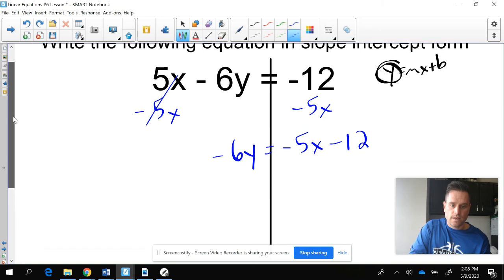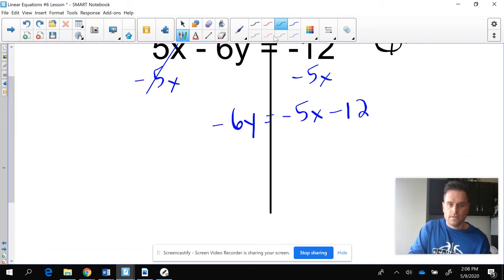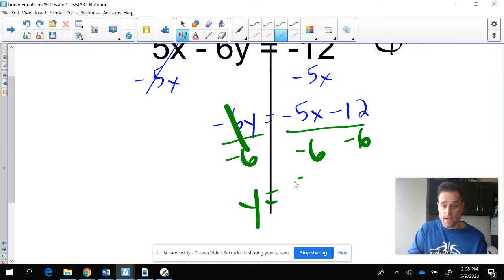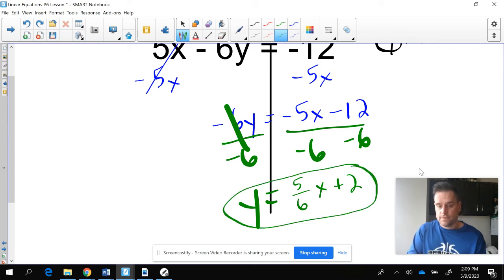And then last but not least, to get y by itself, let's divide both sides by -6. I like to put the 2 just so I don't make the mistake. And that goes away. -5 divided by -6, I'm going to write that as a positive because a negative divided by a negative is positive. And then -12 divided by -6 is a positive 2. That's it.